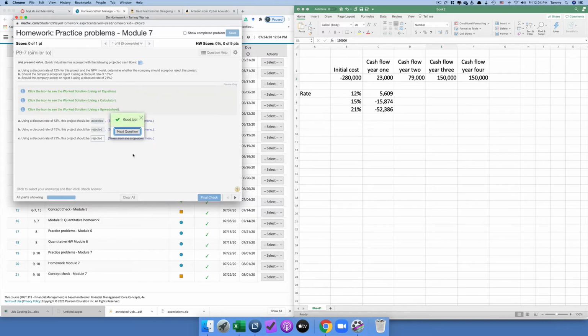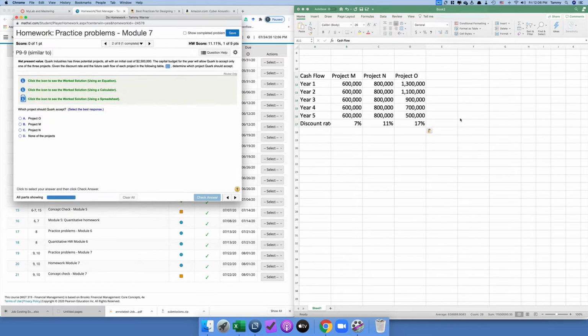So remember, the whole point of net present value is that if an investment has a net present value greater than 0, then that means that the investment makes sense. Less than 0, it doesn't.